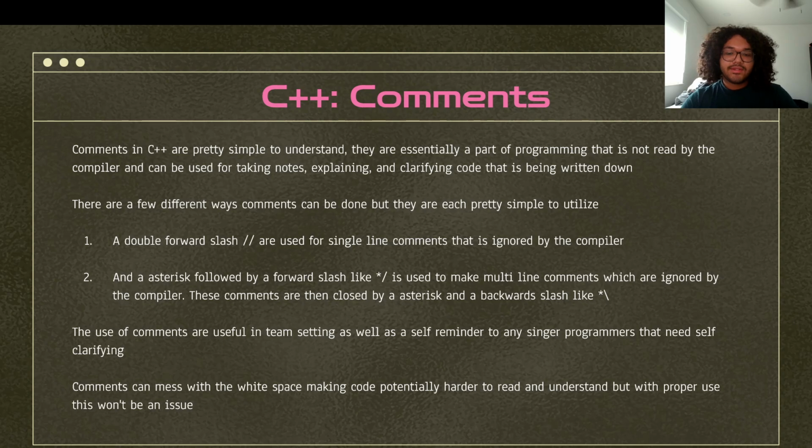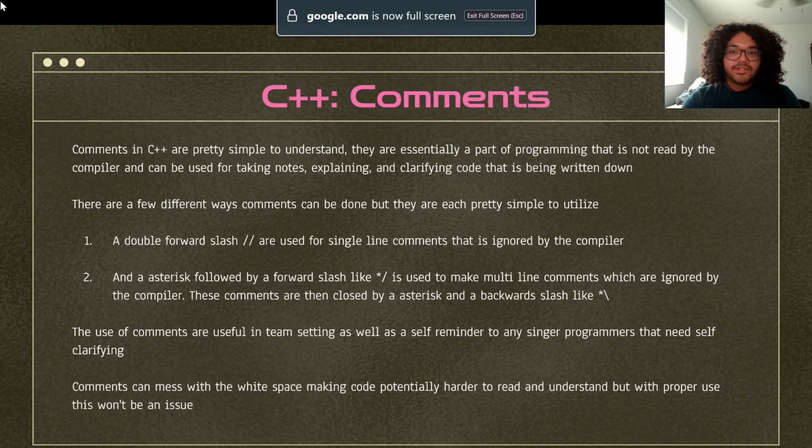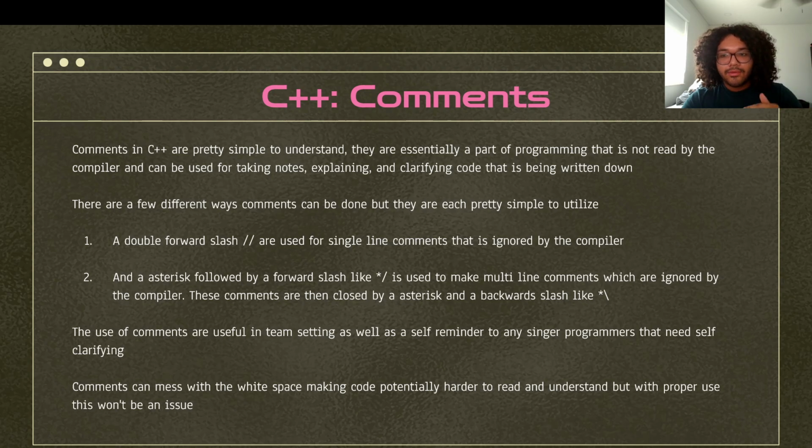There are essentially two different ways to write notes. You have the double forward slash, which is used for single lines of code, and then you have the forward slash asterisk, which is used for multi-line comments. This is used for clarification, really, for the programmer. If used incorrectly, however, it can mess with the white space, which in itself isn't a bad thing, but it can make reading the code a lot harder. So I guess there's a form of etiquette towards it. But yeah, that's that for comments.